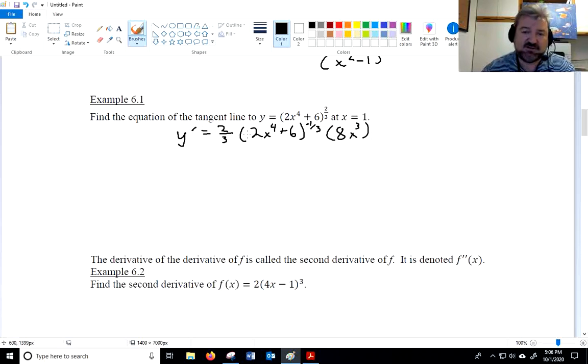Now to write the equation of the tangent line, I'm going to need to know the point of tangency. So I have the x value that we're supposed to use. Let's get the y value using the original function. So I'll simply plug in 1 for x. 1 to the 4th is, of course, just 1. There we go. So this is y equals 8 to the 2/3.